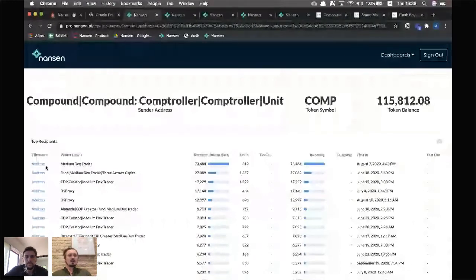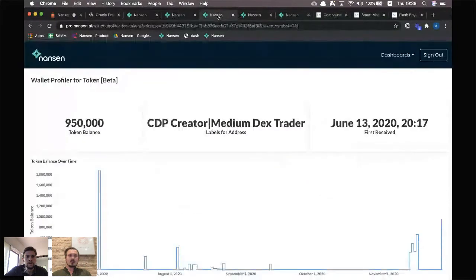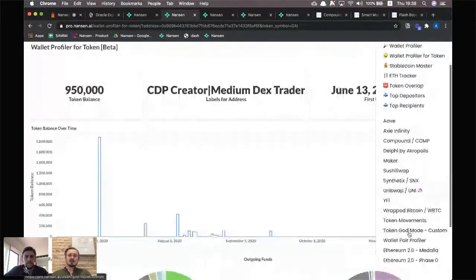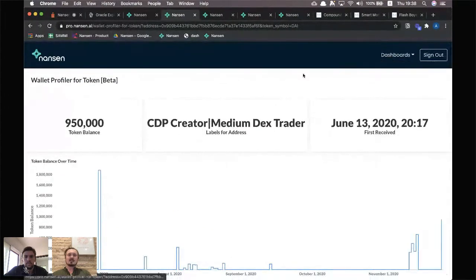And so I looked at these a bit manually on Etherscan and so on. And then digging around a bit, I found this address here, which I can actually bring up, let's see if I can find the right one here. Yeah, I brought that up in the Wallet Profiler for Token dashboard, which you can also find in our list here. And we should probably do a better job at linking these together.